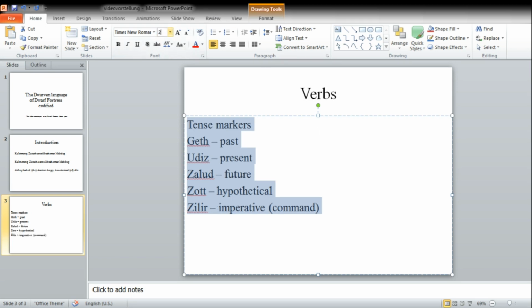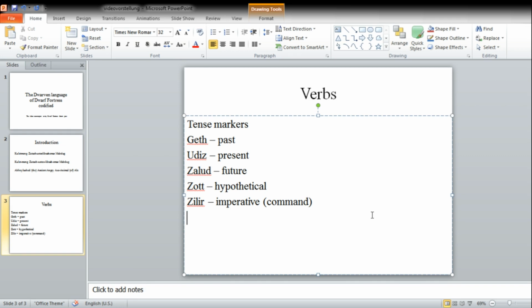That's not quite small enough. Okay, that's better. So, we'll say Jurist, obviously, because Jurist is the classic Dwarven name. Jurist, deb, udiz, shokmug. So this is Jurist eats cheese. Deb is the word for eat, and udiz is the present tense marker. So this is Jurist eat present cheese. And also notice the word order: subject, verb, tense, direct object.